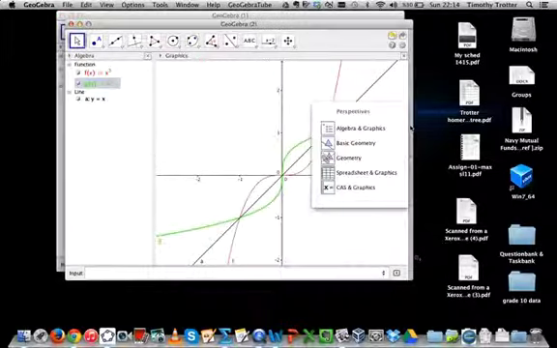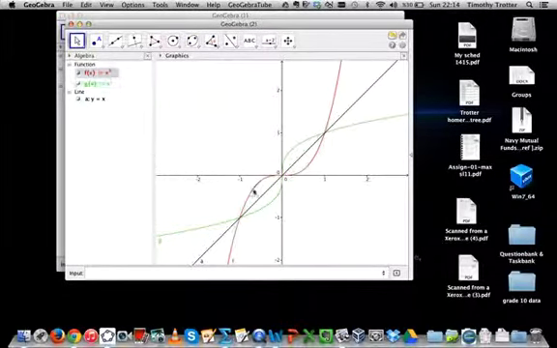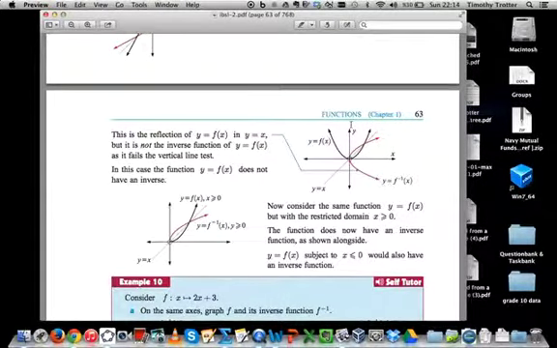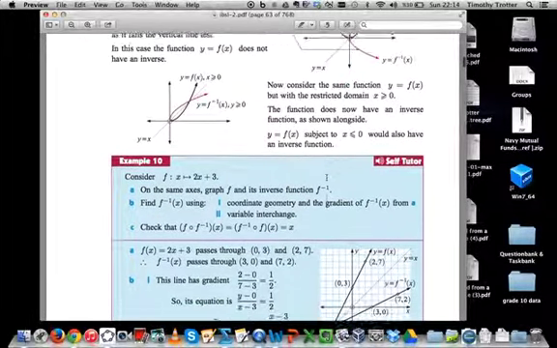So let's take a look at a different function. Let's take a look at the cubic function. If I pass horizontal lines all the way through this function, it only touches at one point. So that means that it passes the vertical line test, it's a function. It passes the horizontal line test, that means it has an inverse function. And so we don't have to play around with restricting the domain. The function that we get, y equals the cube root of x, is going to be an inverse function that always works. So that's how you know if a function has an inverse without playing around with the domain.